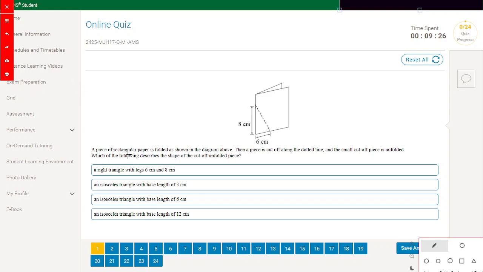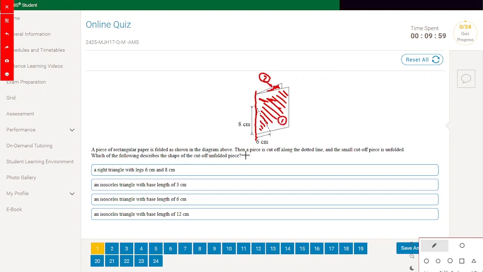A piece of a rectangular paper is folded as shown in the diagram above. So this rectangular paper has been folded from the middle. So we have two sides, this is the outside, and this is the inner side. Let's say this side 1 and this side 2. So it's folded from the middle, so this side equals the other side. So side 1 equals side 2.